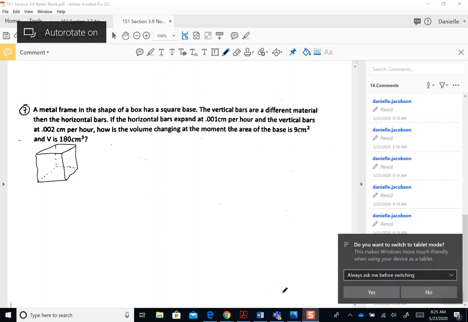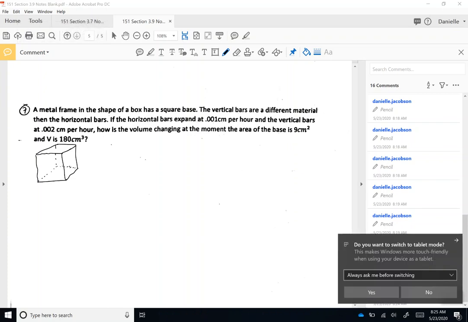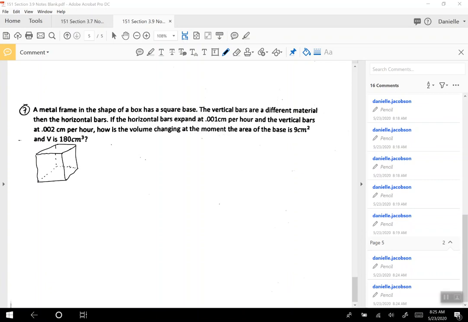All right, in this last video of section 3.9, I'll be going over example 7. So example 7 says, a metal frame in the shape of a box has a square base. All right, so I'm going to write that down. So if the base is square, I know that these two dimensions, I'll call them x, have to be equal, right? The base is square.